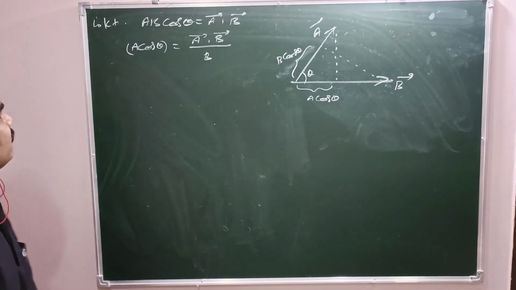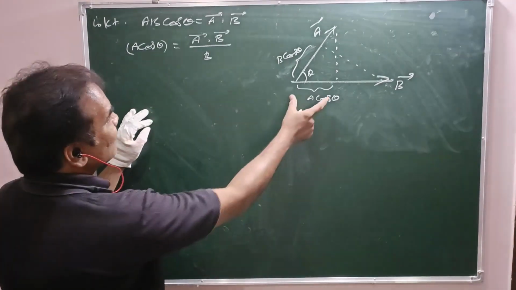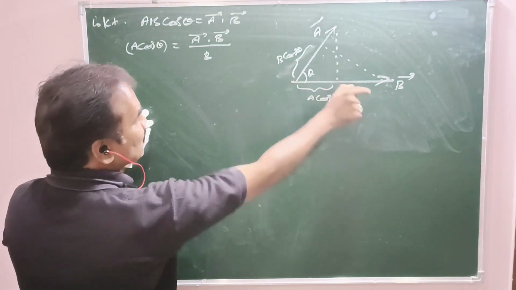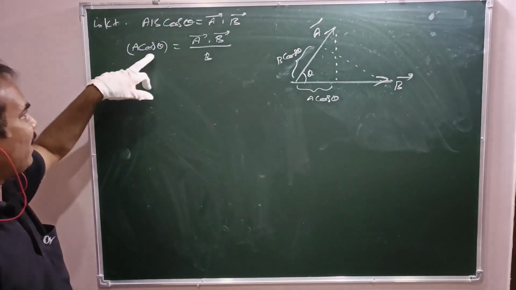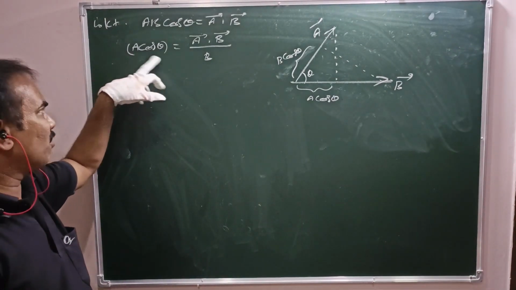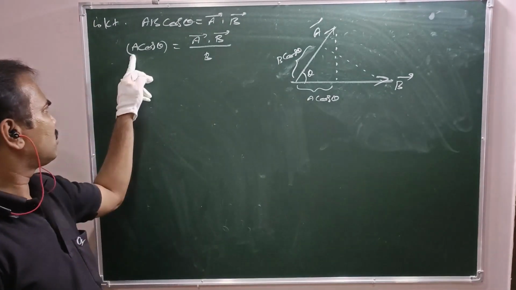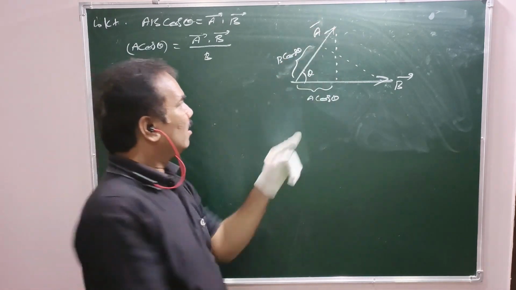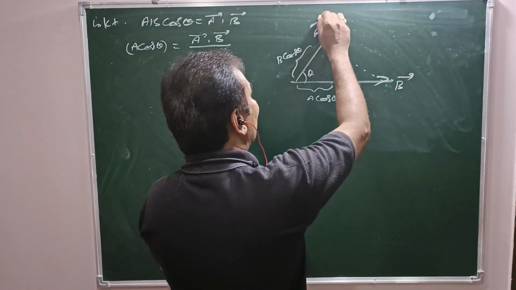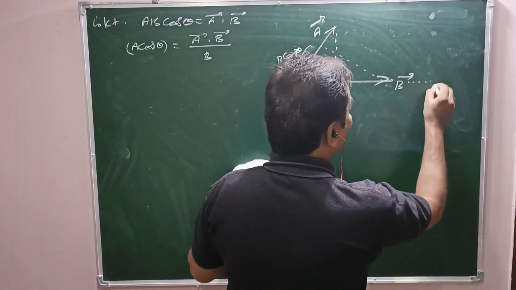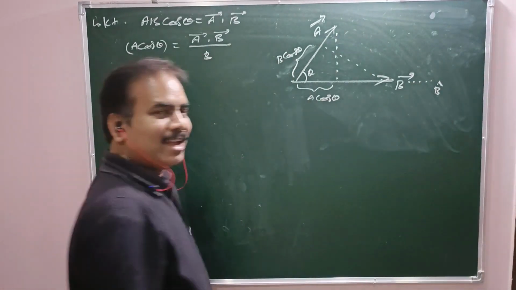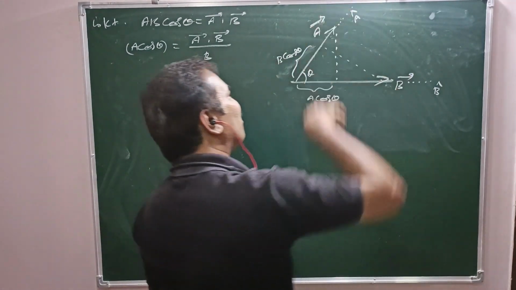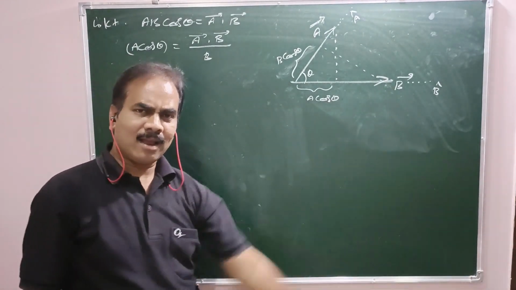a cos theta, in the sense of component or length of a bar, otherwise the projection of a bar in the direction of b bar. It means scalar, it is not in vector notation. Why? Because a means magnitude, cos theta is also a scalar. Scalar into scalar is scalar. So it is the scalar component of a bar along b bar. Right? What is the unit vector along b bar? That is b cap. What is the unit vector along a bar? That is a cap. So a cap is the unit vector along a bar, and b cap is the unit vector along b bar.